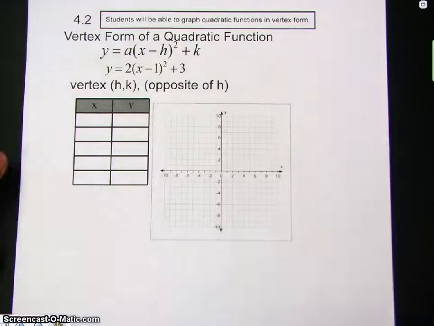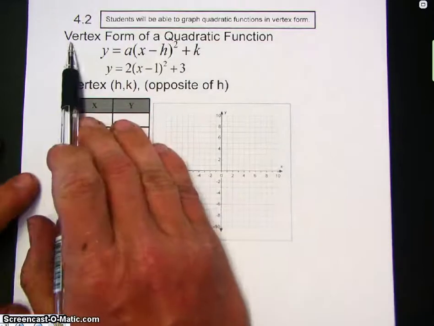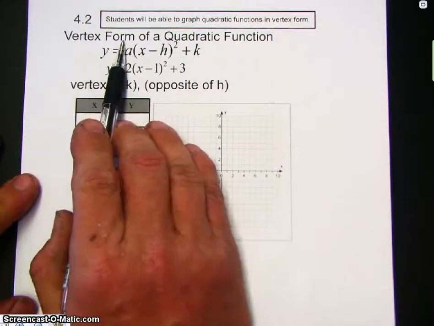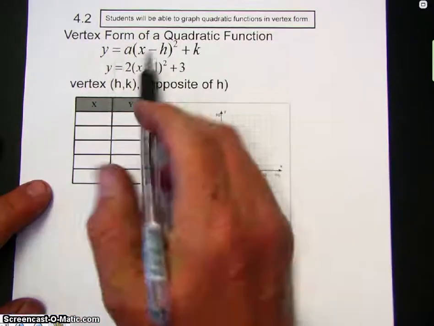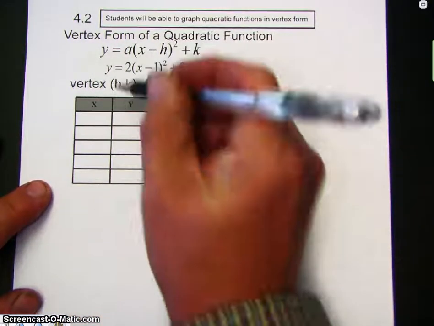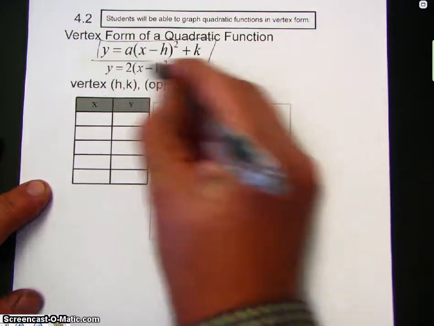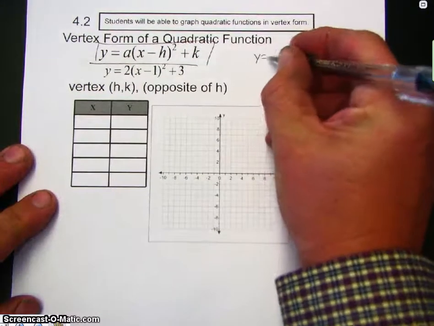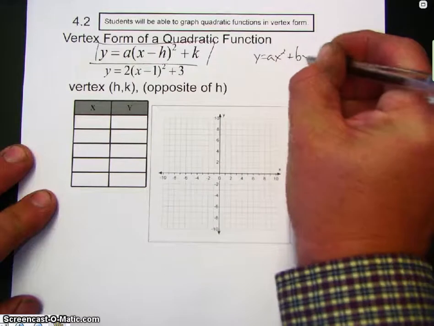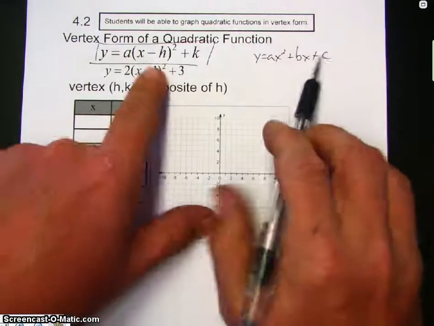Alright, 4.2, we're going to be working with quadratics that are in vertex form and how to graph from that form. Here is vertex form. Okay. That's vertex form. Now that's different from standard form. So there's a difference here.